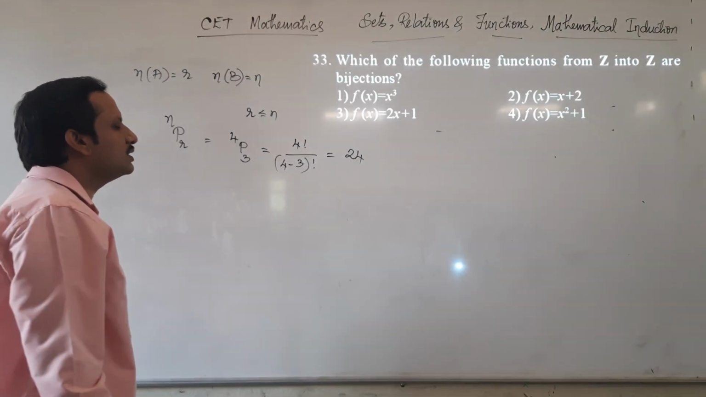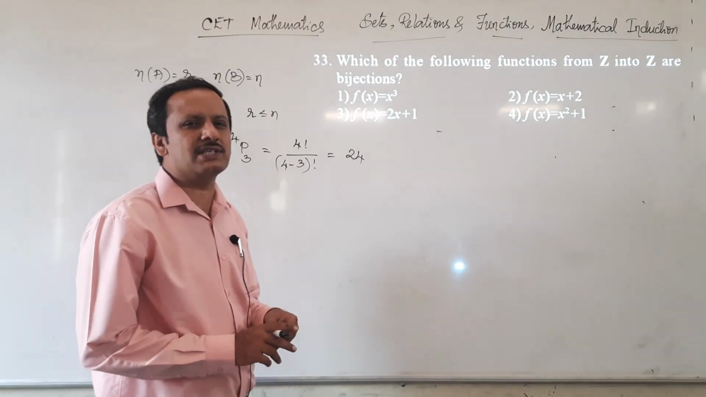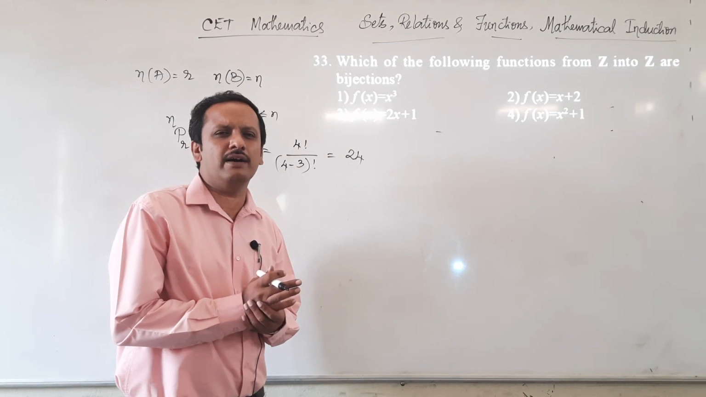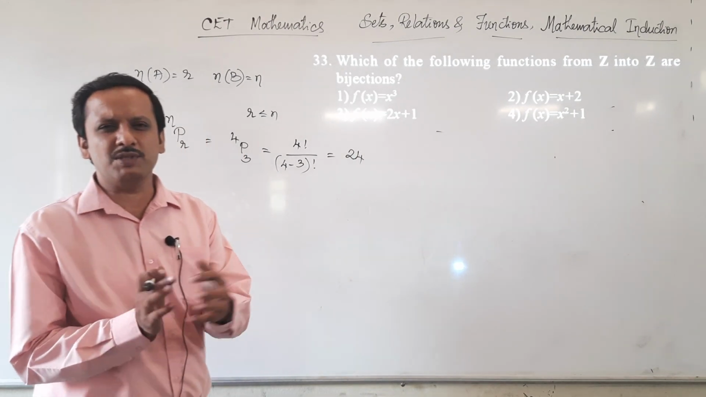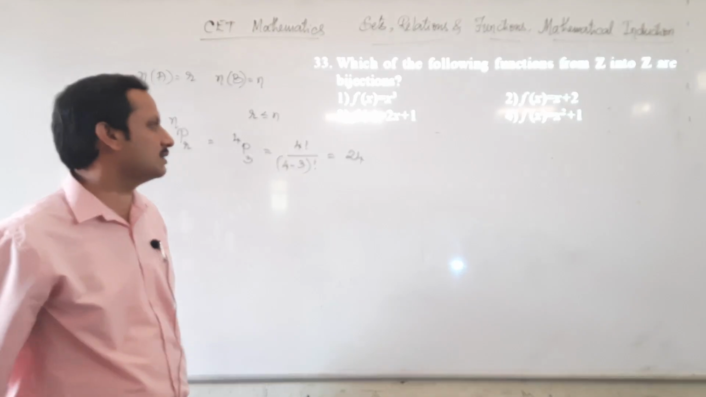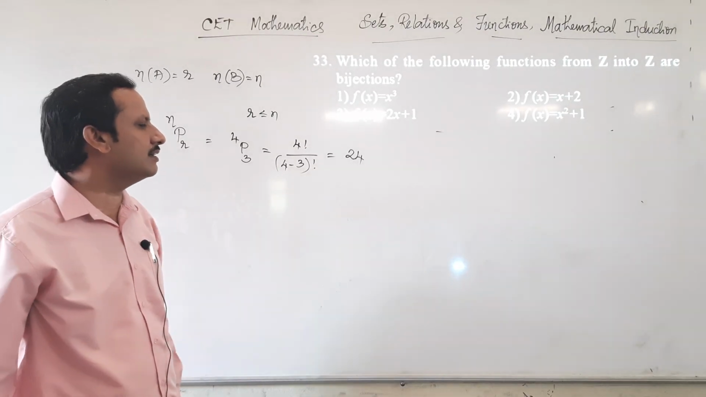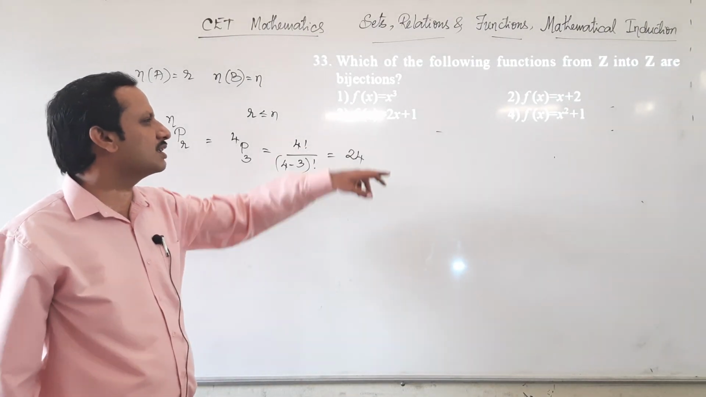Which of the following functions from Z to Z are bijections? From Z to Z, from the set of integers to the set of integers. So let us verify these options one by one. f(x) = x cube.